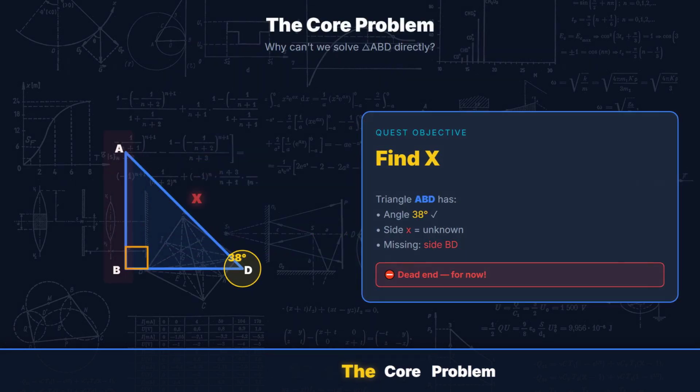Look at this. We need to find the length of the side labeled x. But in this example, you are not given enough information about triangle ABD to immediately solve for x. It's a total dead end, for now.